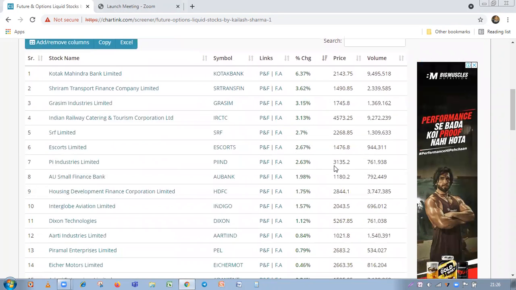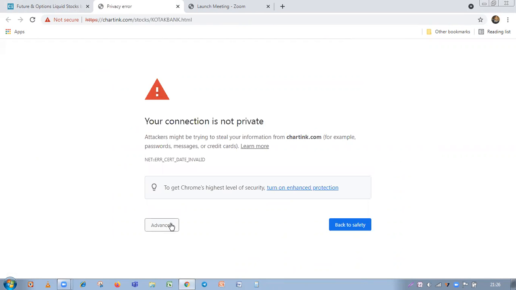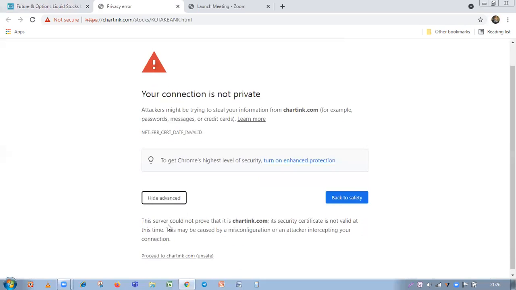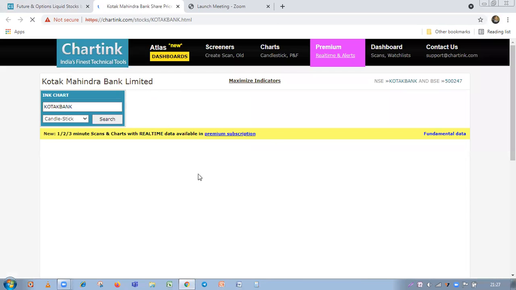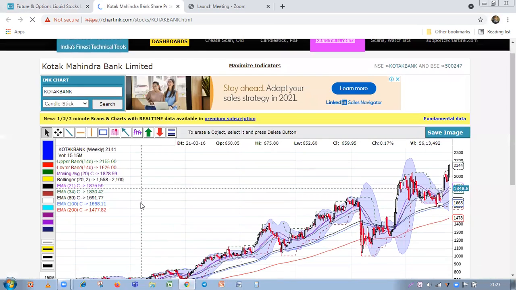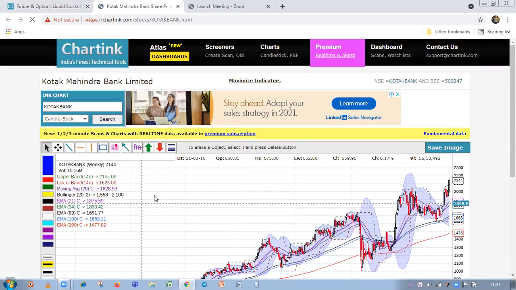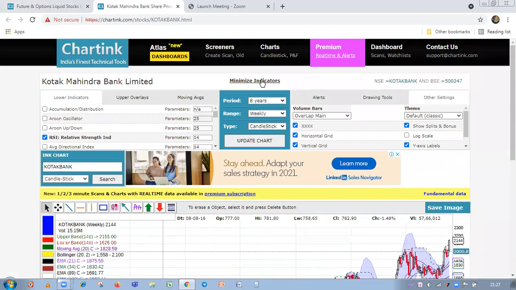So what you have to do is you have to see the charts of the stocks one by one. So let me show you the Kotak Mahindra Bank Limited. How does the chart look like? Let it open. Sorry, there's an issue. I'm getting this problem. If anybody knows some solution to this, please tell me how I can overcome this problem.